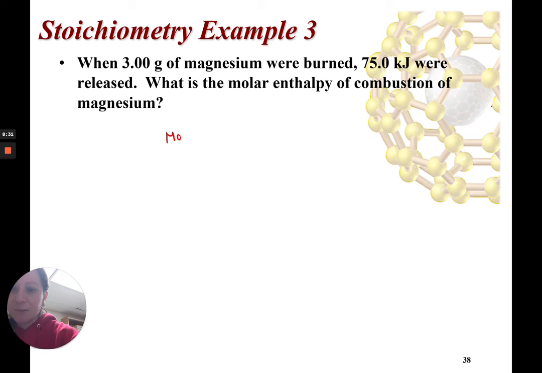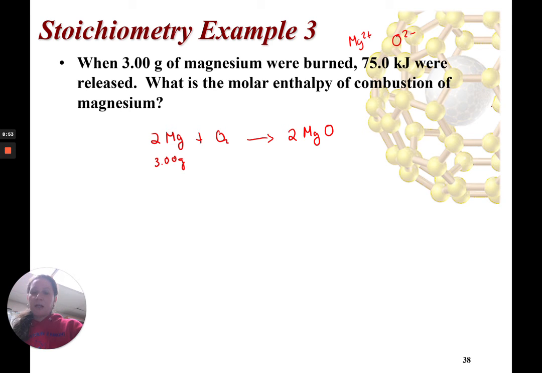So I have magnesium. It's telling me it's burned, so that means I'm adding oxygen to it, and I'm going to form magnesium oxide. Remember, magnesium oxide is ionic, so you got to balance out your charges. So Mg2+ and then O2-. Let's balance it. So we need 2 here and 2 there. And I'm given 3 grams of magnesium, and I'm given also that I'm going to release 75 kilojoules for those 3 grams.